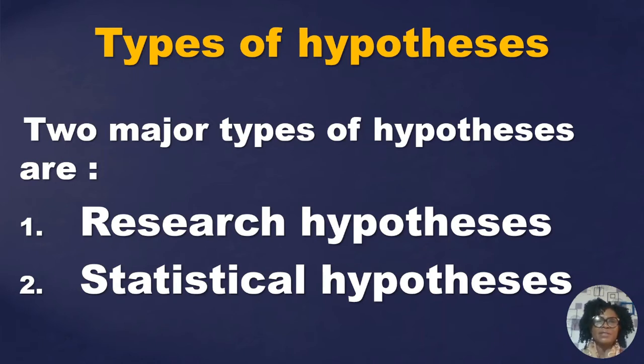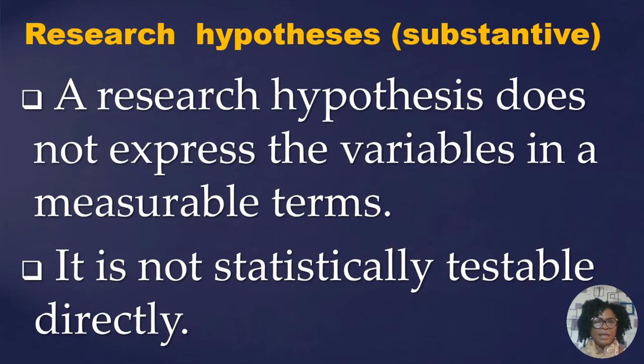And in this hypothesis, we want to look at two major types. Hypotheses can be classified into two major types. And these two major types are research hypotheses and statistical hypotheses. Let us go to research hypotheses.